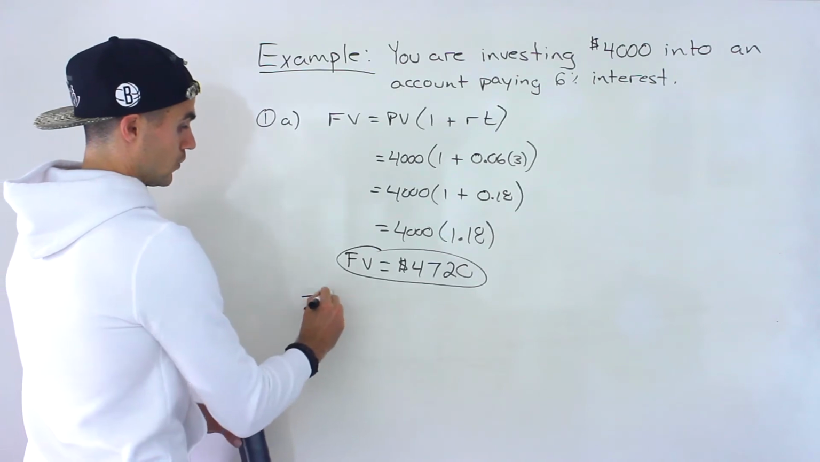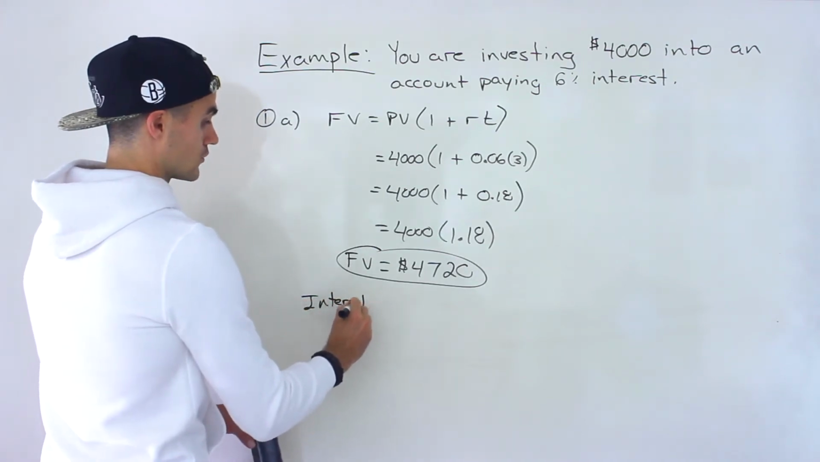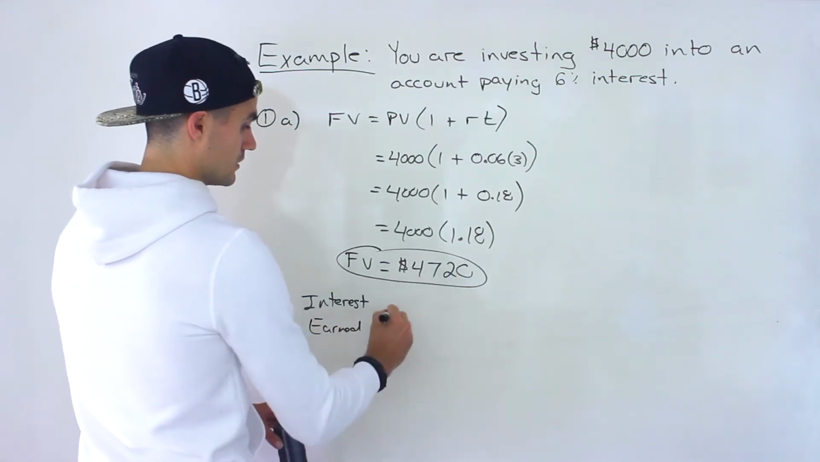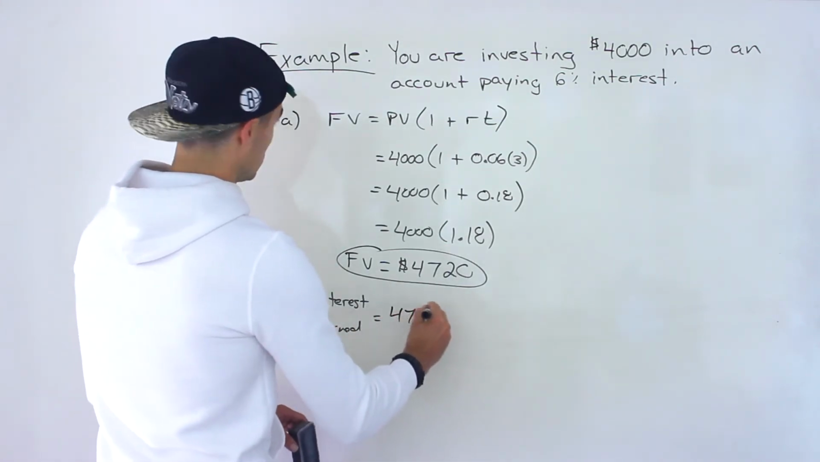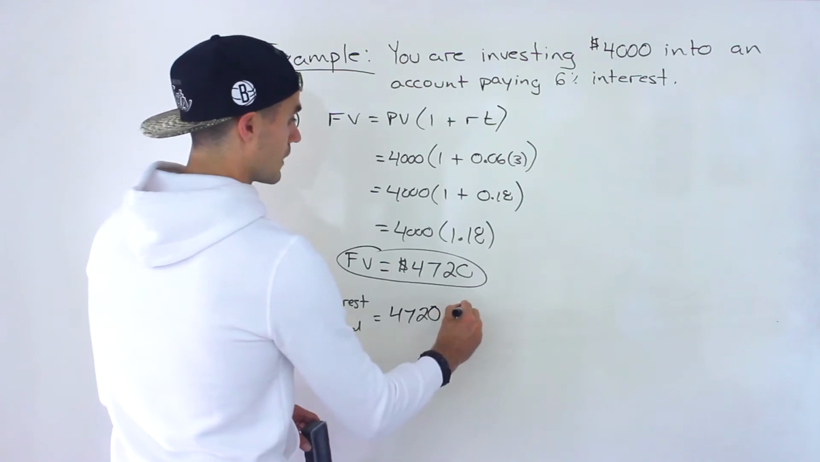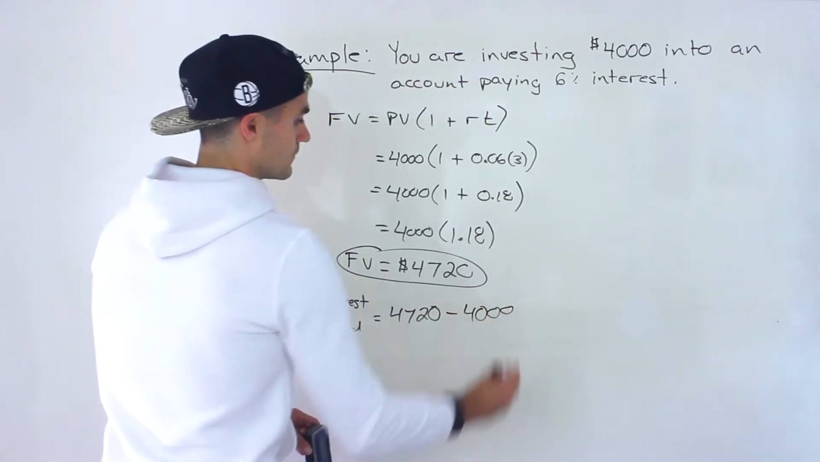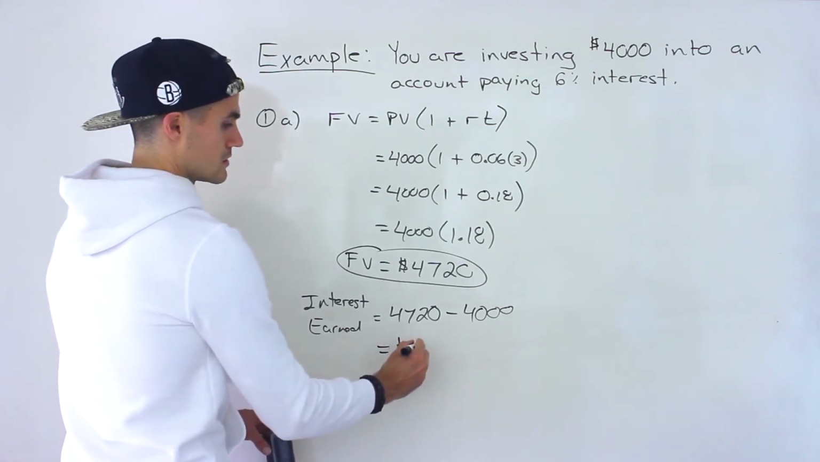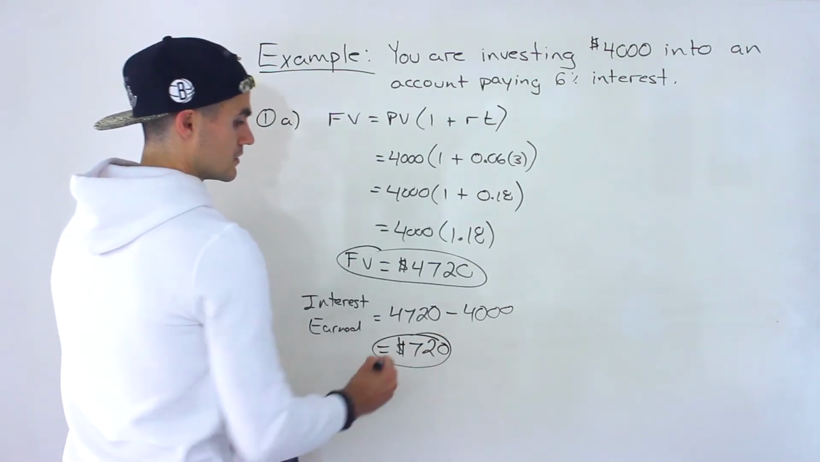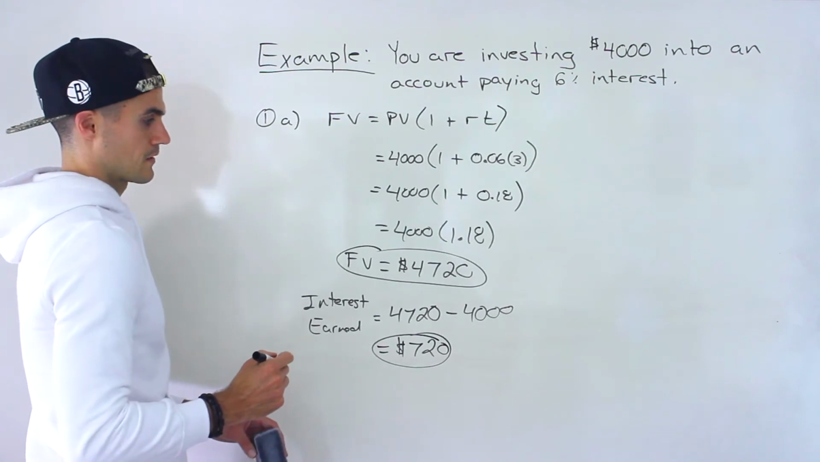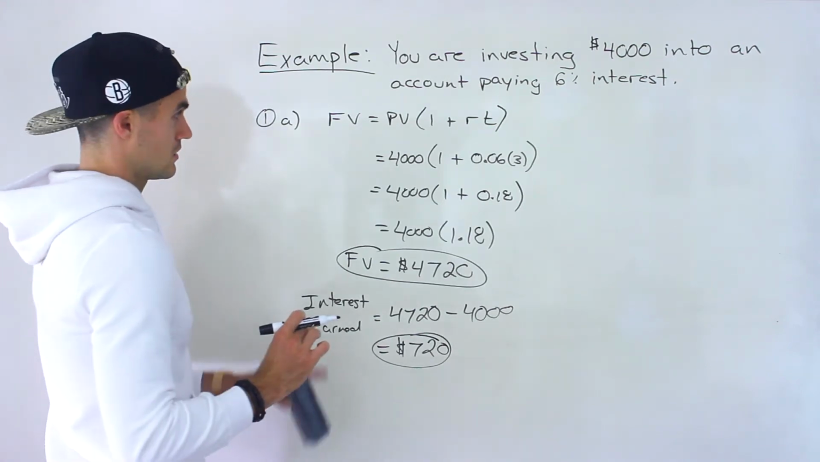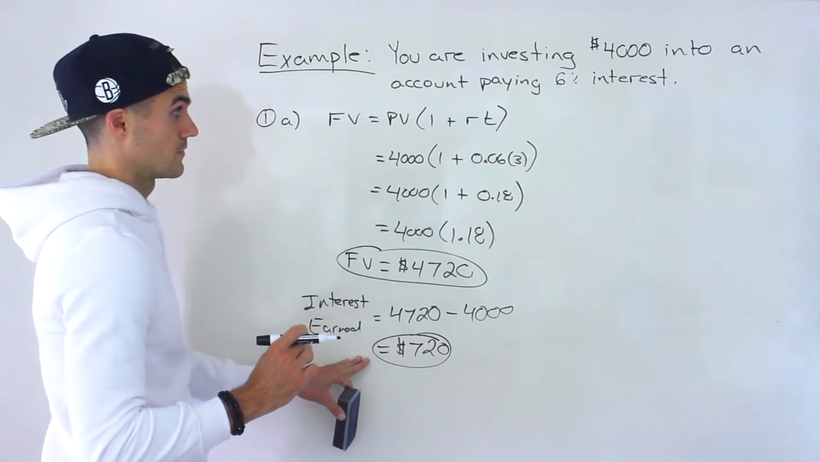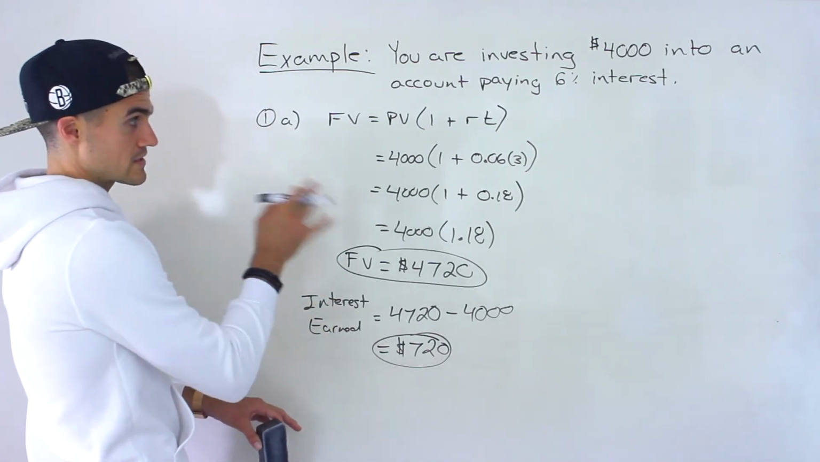Now, what's the interest earned going to be? Well, it's simply the difference between the future value and the principal, the present value that you invested of 4,000, which is going to be $720. All right, so that's the answer for 1A. That's the future value, that's the interest earned. And this is dealing, remember, with simple interest.